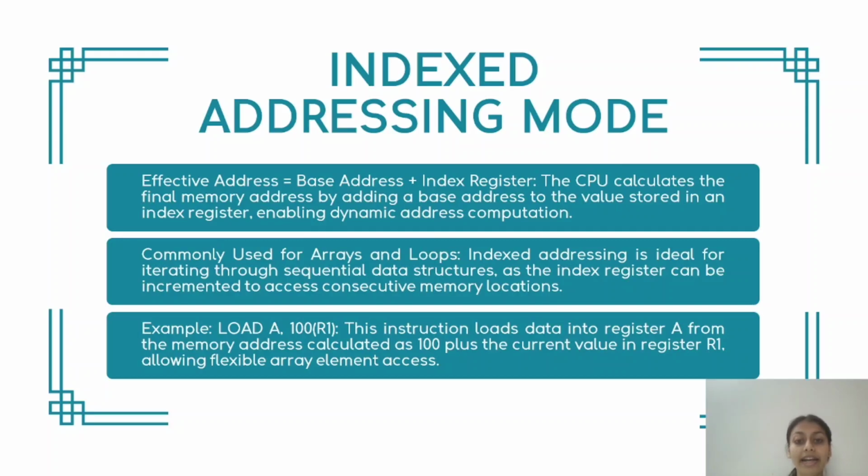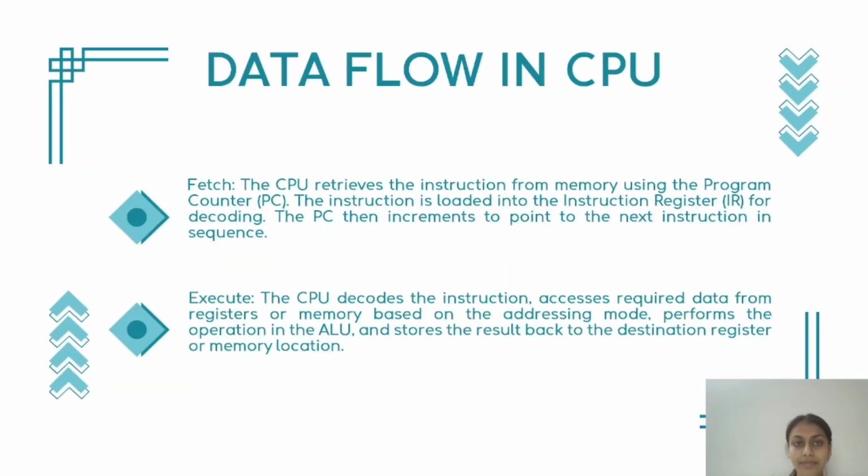Commonly used for arrays and loops, index addressing is ideal for iterating through sequential data structures, as the index register can be incremented to access consecutive memory locations. Example: load A 1000 R1. This instruction loads data into register A from the memory address calculated as 1000 plus the current value in register R1, allowing flexible array access.